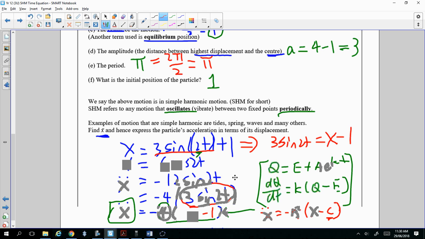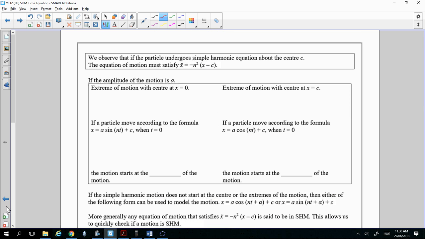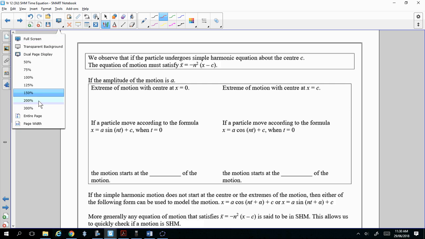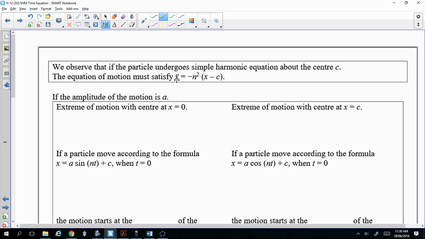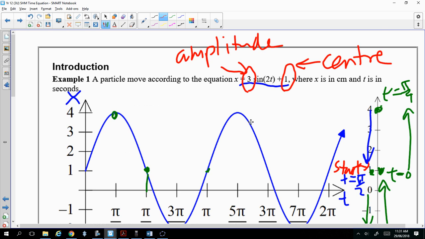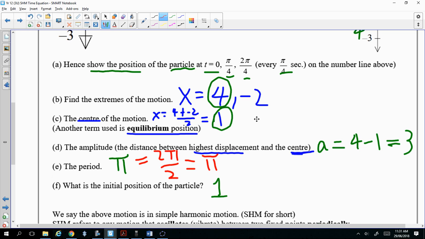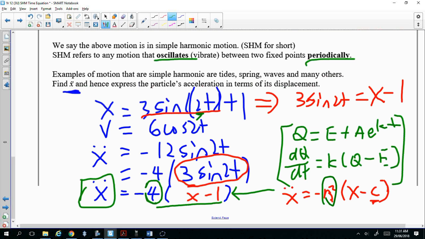All right, let's move on. So the next bit, that's summarized in the box here. X double dot equal to negative n squared (x minus c). So what's n? N is related to the period. The period is equal to 2 pi over n. So this equation tells you the period, and tells you the center.